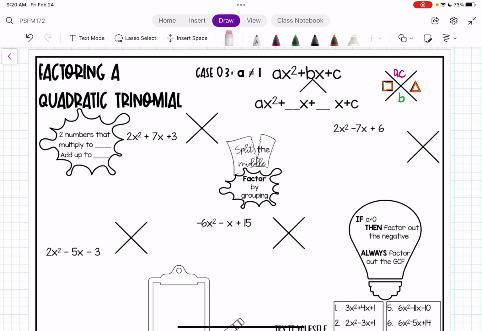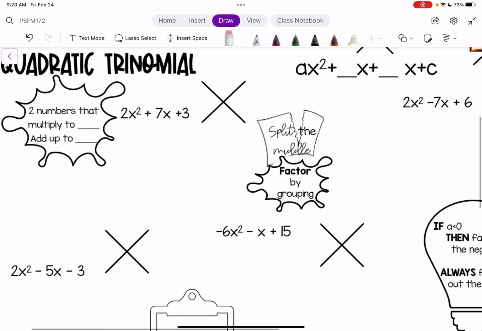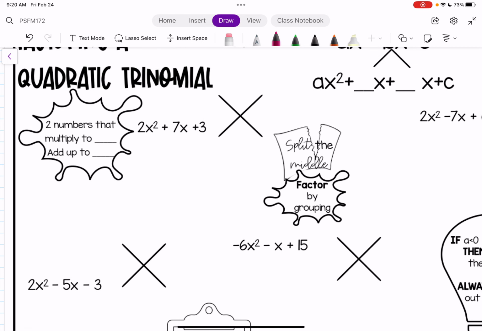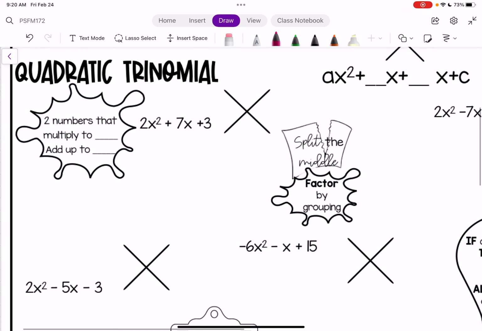So here we have 2x squared plus 7x plus 3. So we want two numbers that multiply to 6 and add up to 7. I don't want that in orange, I want that in green. There we go. Okay, so what are those two numbers? Those numbers are 6 and 1.